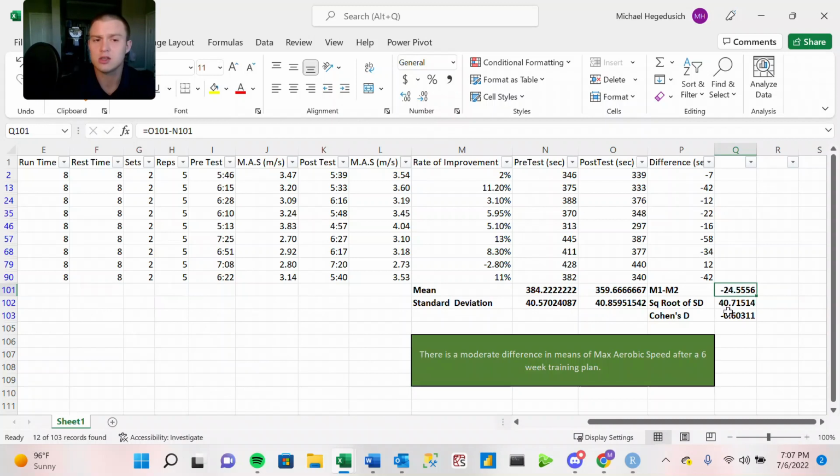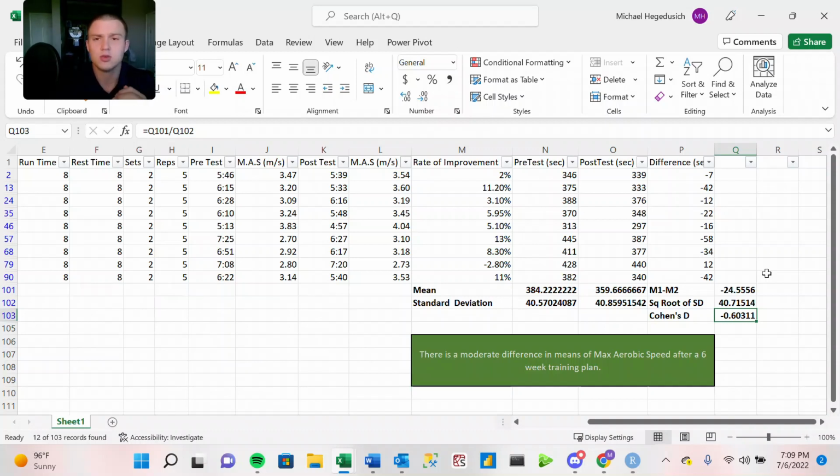Then what we can do is utilize the difference of means as well as the square root of standard deviation to calculate Cohen's d. D in this case comes out to be 0.6, and Cohen's d is the effect size, which shows us the difference of means and how significant the difference of means are. So when we're looking at Cohen's d, a Cohen's d of 0.6 is in the moderate range. So from this, we can say that with a Cohen's d of 0.6, there's a moderate difference in post-test results after a 6 week max aerobic speed program.